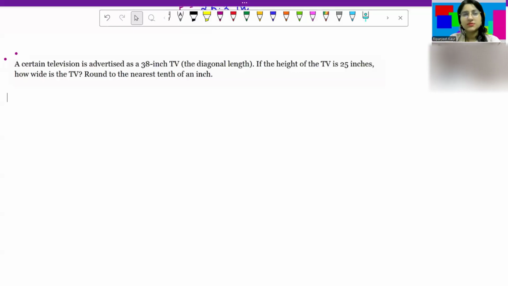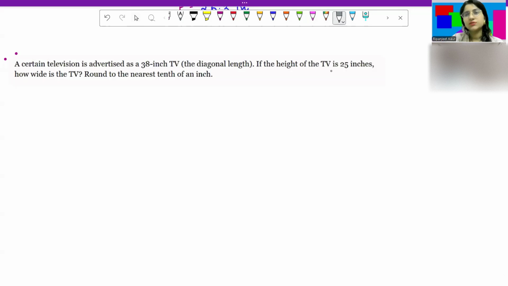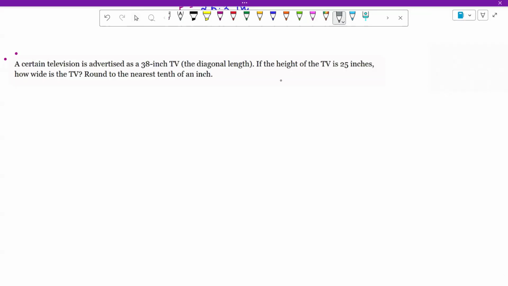A certain television is advertised as a 38-inch TV. The diagonal length, if the height of the TV is 25 inches, how wide is the TV? Round to the nearest tenth of an inch. Okay.